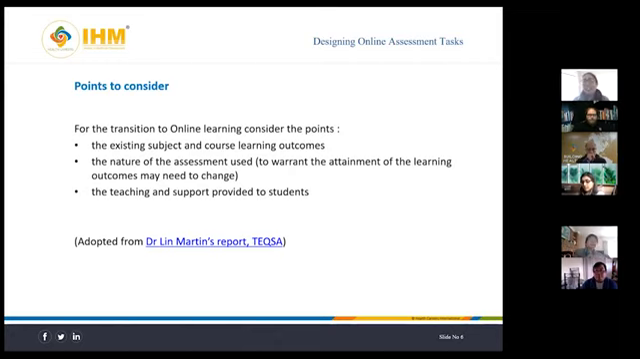And also looking at what teaching and support we will be providing to our students when we are moving them online. So these are the key points that we have to remember when we are looking forward to this transition.